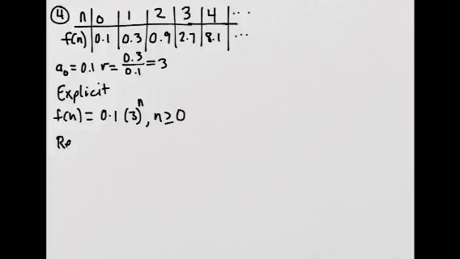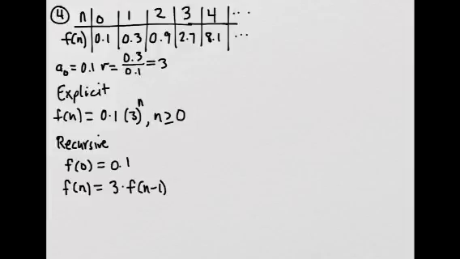For the recursive, it's going to be f of 0 equals 0.1, and then f of n equals the ratio times the previous term or previous number for all n greater than or equal to 1.